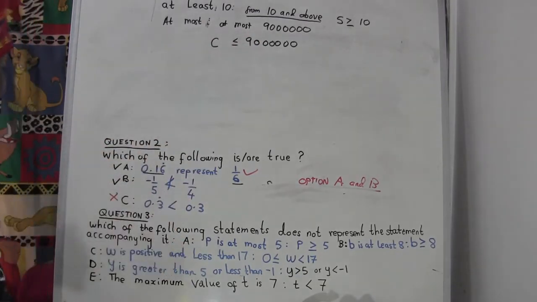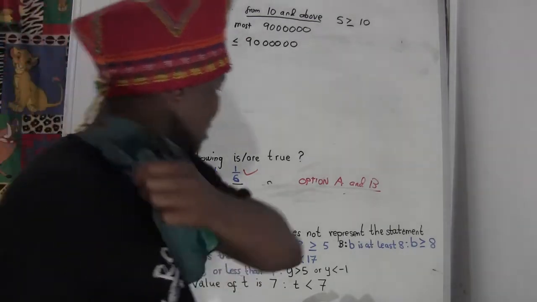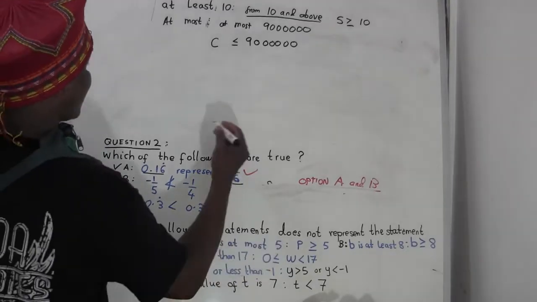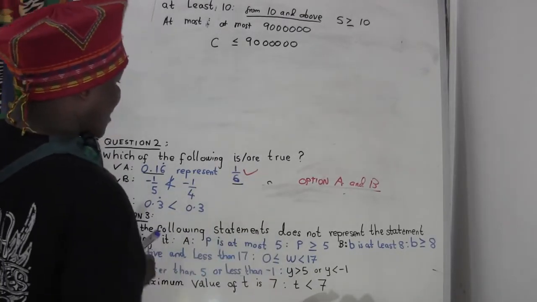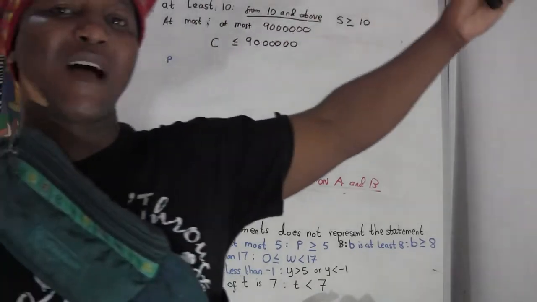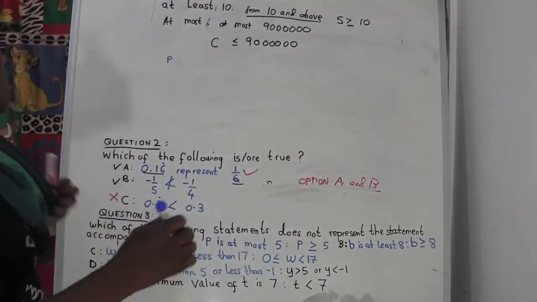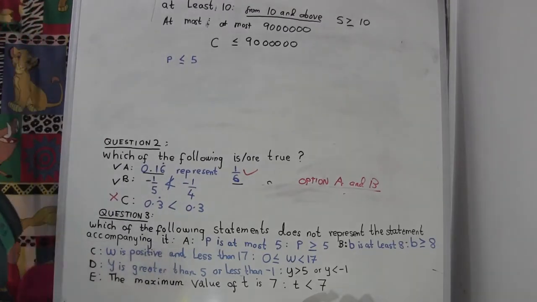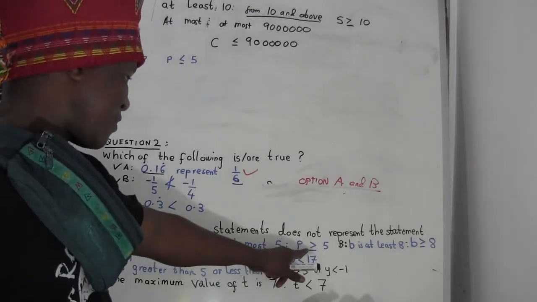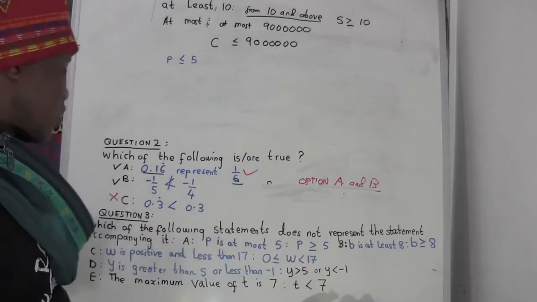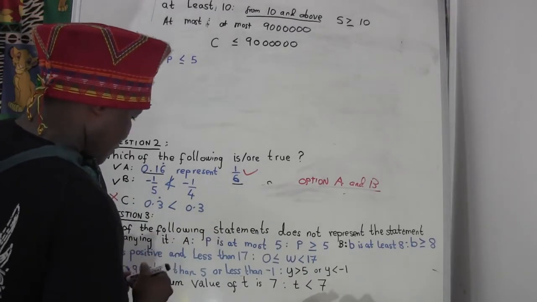Now let's come to this question here, man. Which of the following statements does not represent the statement accompanying it? Now, P is at most 5. So let's write P is at most 5. What that means? P is at most 5 means not more than 5, either 5 or less. Now let's see if it's true. Nah, it's not true, because this one on the right says P starts from 5 and more, which is at least. So this is not true. This is wrong.